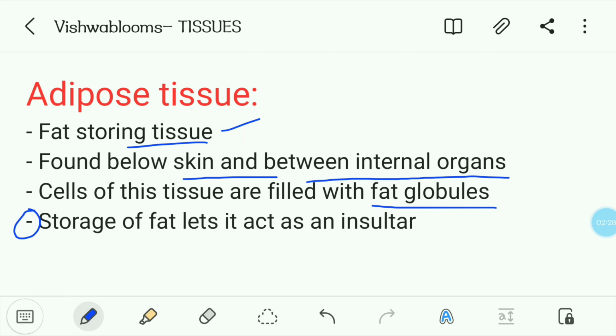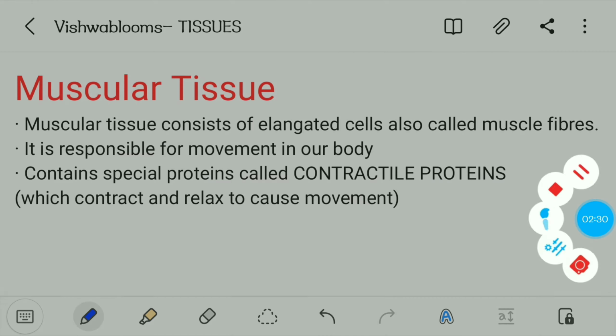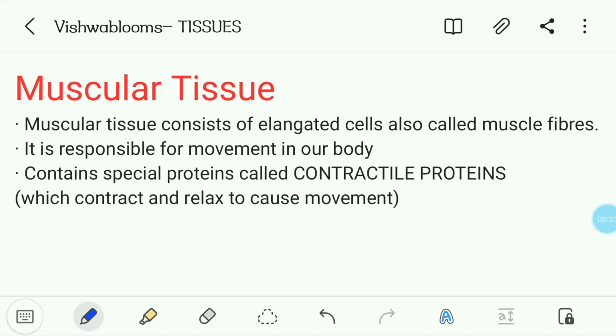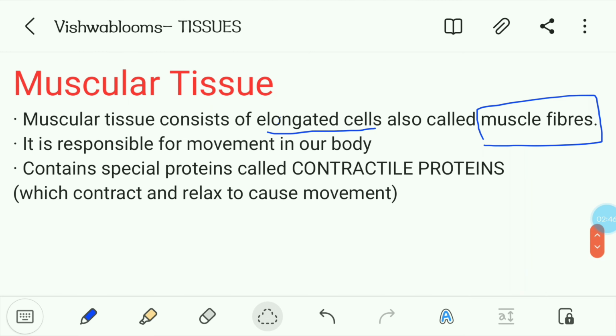Now we will move on to the muscular tissue. What does muscular tissue consist of? It consists of elongated cells which are called muscle fibers. This muscular tissue is responsible for the movement in our body. If you don't have muscles, we can't move, right? As you all know, we can't move without muscles.